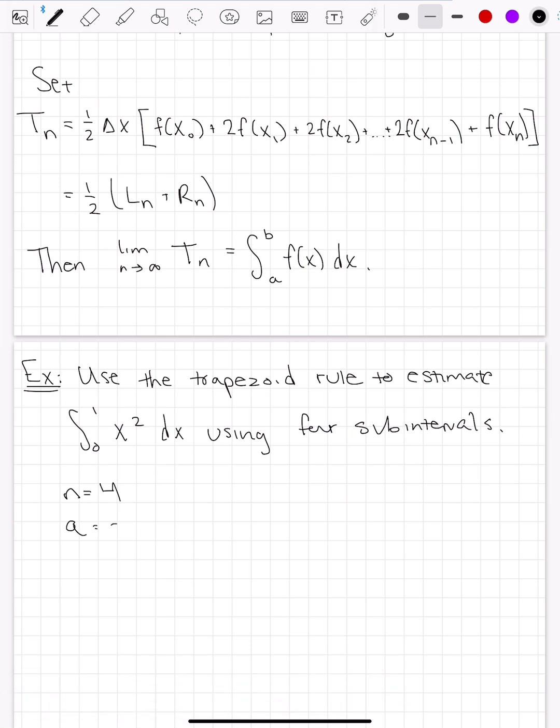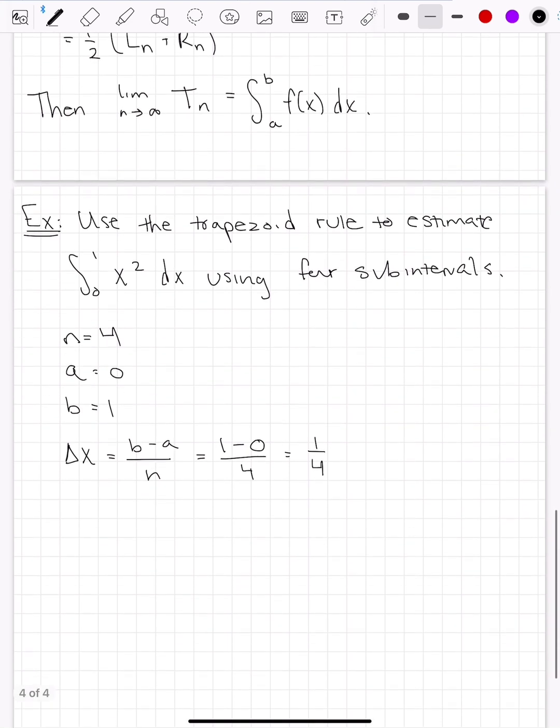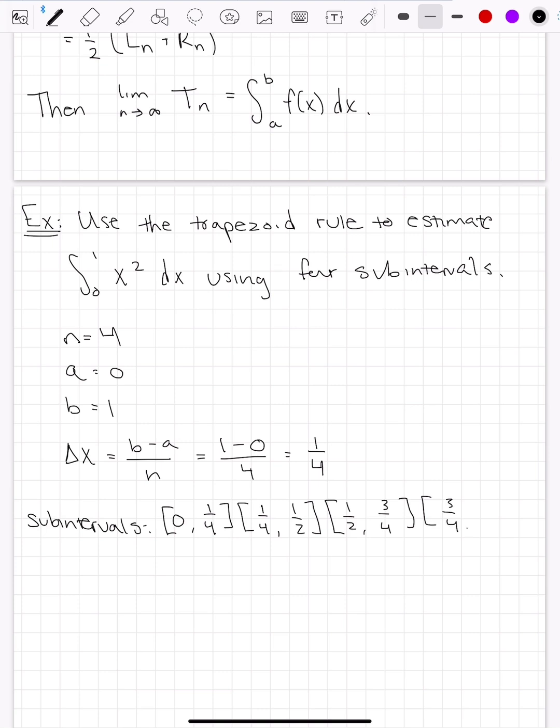Our a is equal to 0, our b is equal to 1, and then our change in x, which we know is b minus a over n, becomes 1 minus 0 over 4. So each of our subintervals has length 1/4. So our subintervals start at 0, and they have to be 1/4 wide. So I go from 0 to 1/4, then 1/4 to 2/4, which is 1/2, then 1/2 to 3/4, and then from 3/4 to 1.